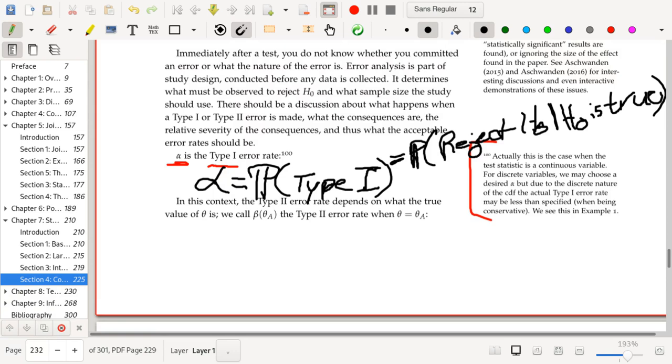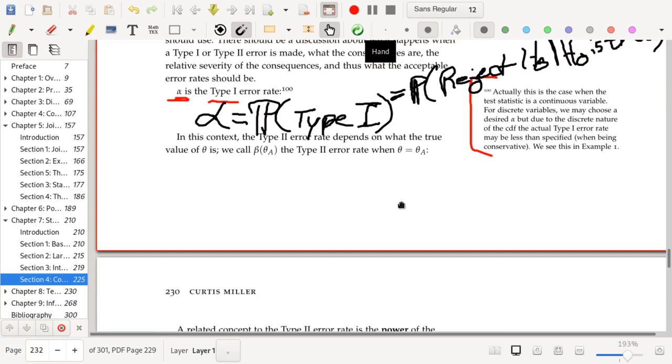So in this context, the type 2 error rate depends on what the true value of theta is. I said before that the null hypothesis is that a person doesn't have cancer, and the alternative is that the person does have cancer. But actually, it's not as simple as saying a person has cancer. You can say it's an either-or thing, but also there's a rate at which the cancer is growing, something like that. So if the null hypothesis is false, and we're talking about what the value of a parameter, theta A, is, then whether we make a type 2 error depends on that true parameter value.